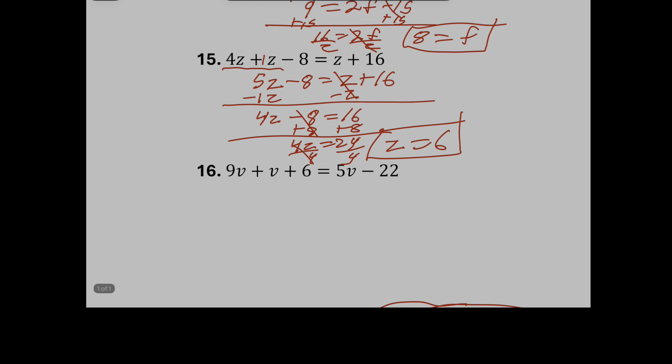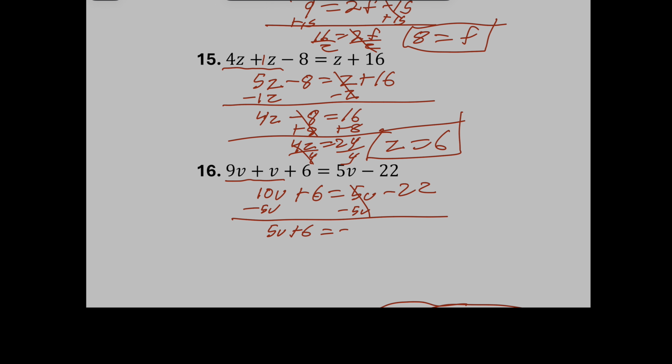Number 16, look, I have V's that I can combine. 9V plus 1V is a 10V, plus 6 equals a 5V minus 22. Now, letters on one side, numbers on the other. I'm going to move the 5V first. Okay. And when I do that, I'm left with 5V plus 6 equals a negative 22. I want letters on one side, numbers on the other. So now I've got to rearrange the furniture and bring my letters over there. I'm going to get 5V equals, add a line, change the sign, and I get a 28.